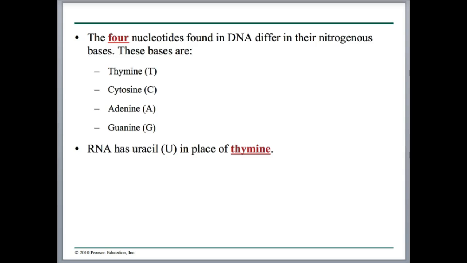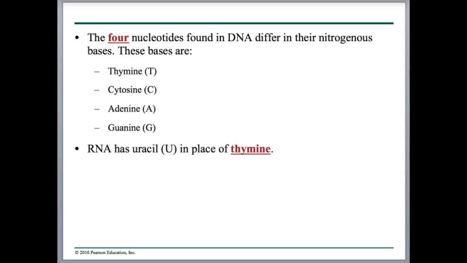The 4 letters that we have are thymine, which is represented with a T, cytosine, which is represented with a C, adenine, A, and guanine, G. Those 4 letters, A, T, C, and G, are all found in DNA. And as we continue to talk about RNA, we're going to learn about another nucleotide that's called uracil, represented with a U, and uracil is only found in RNA, and it replaces a thymine that would otherwise be found in DNA.